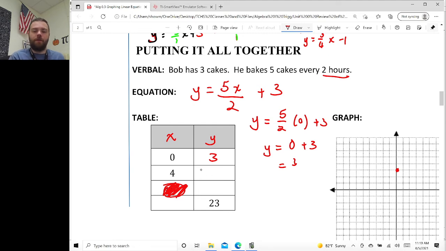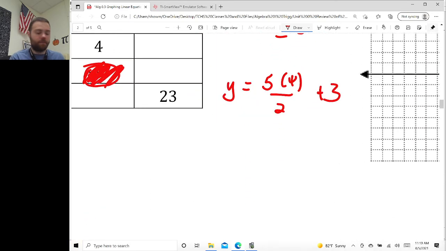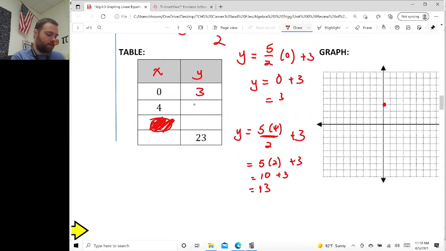And then right here, I've got x equals 4. So I've got y equals 5 times 4 divided by 2 plus 3. So I'm going to clean this up. I know that 4 divided by 2 is 2, so I'm going to get rid of that fraction as soon as I can. That means that 5 times 4 over 2 is equal to 5 times 2 plus 3. So 5 times 2 is 10, plus 3, which is 13. So I've got 4, 13.